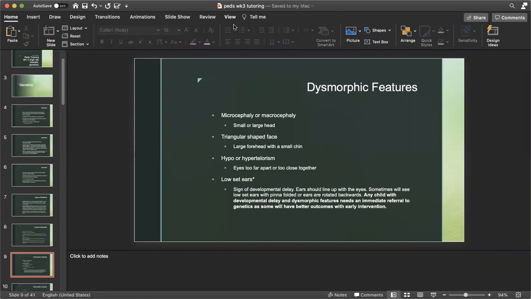And low set ears. I remember there being a question about low set ears, so kind of highlight that in your notes. It's a sign of developmental delay, so the ear should line up with the eyes. Sometimes we'll see low set ears with the pinna folded or the ears rotated backwards. So any child with a developmental delay and dysmorphic features needs an immediate referral to genetics. And I remember that specifically was on the exam. So try and highlight that somewhere in your notes, but I do remember her asking about that specifically on our test.